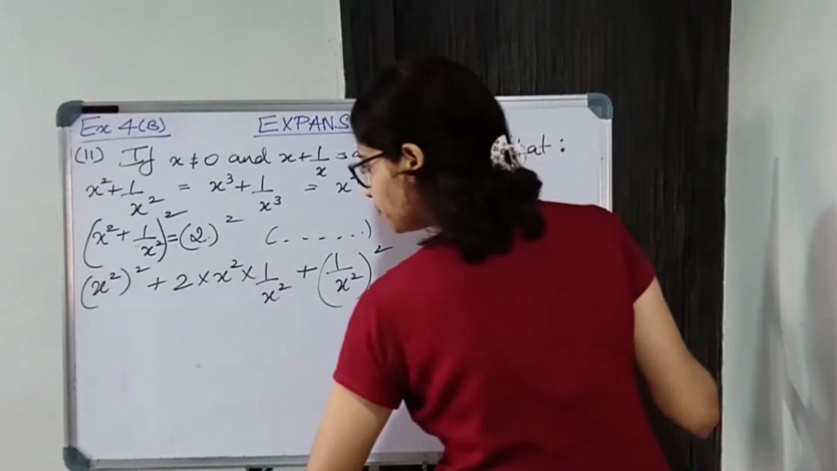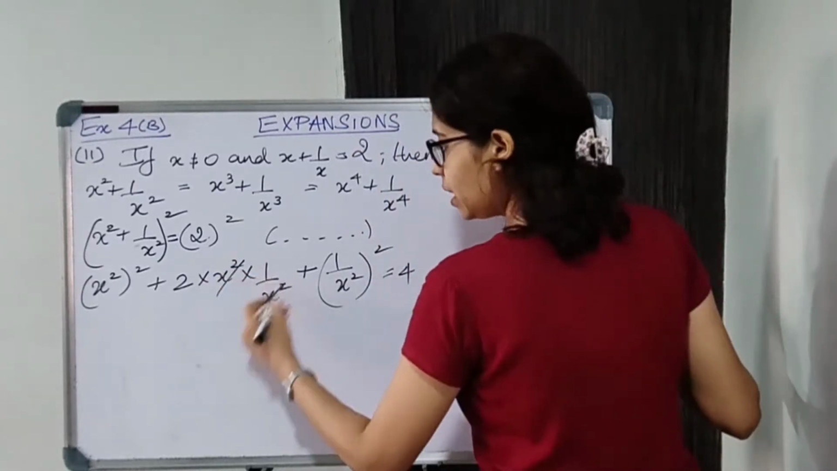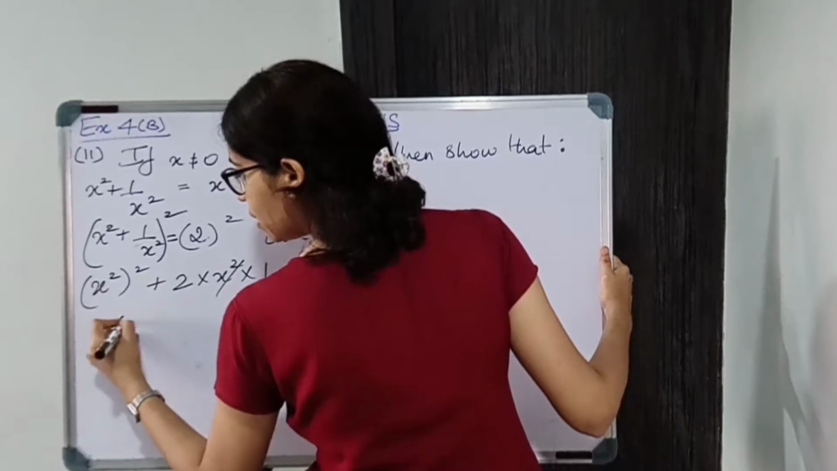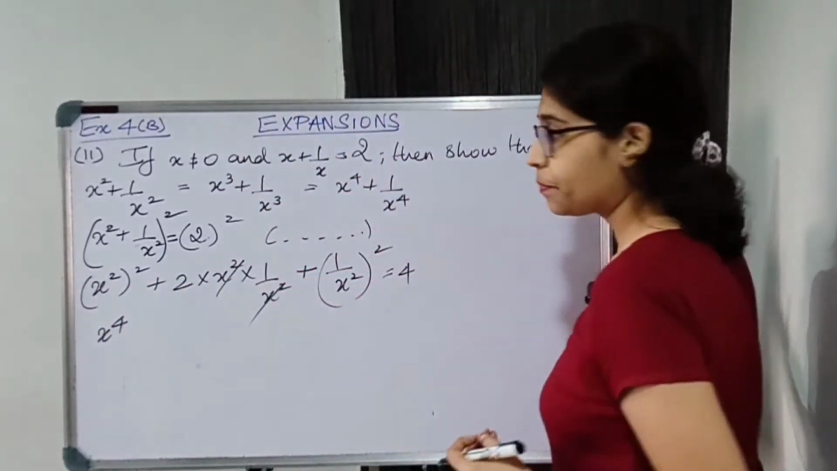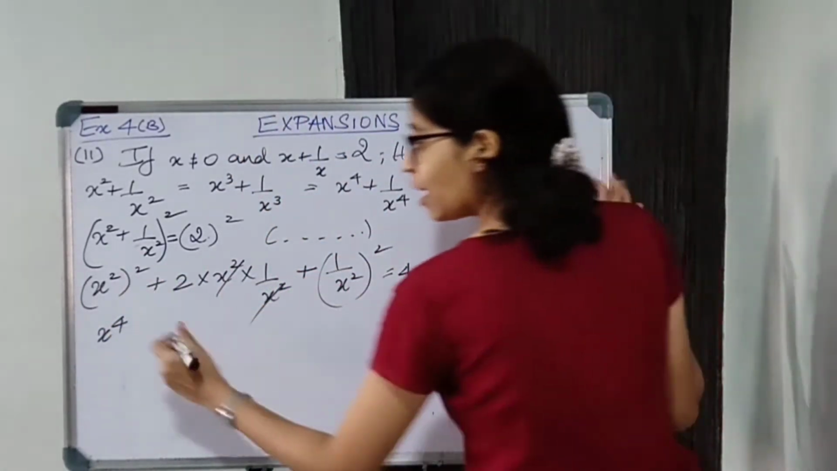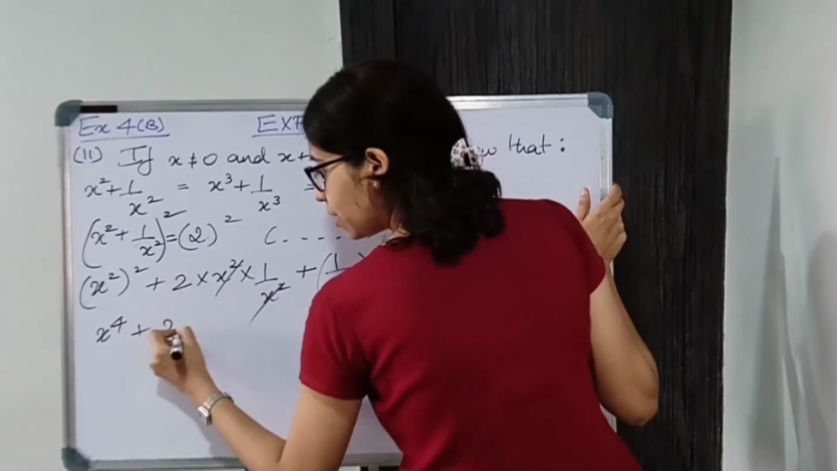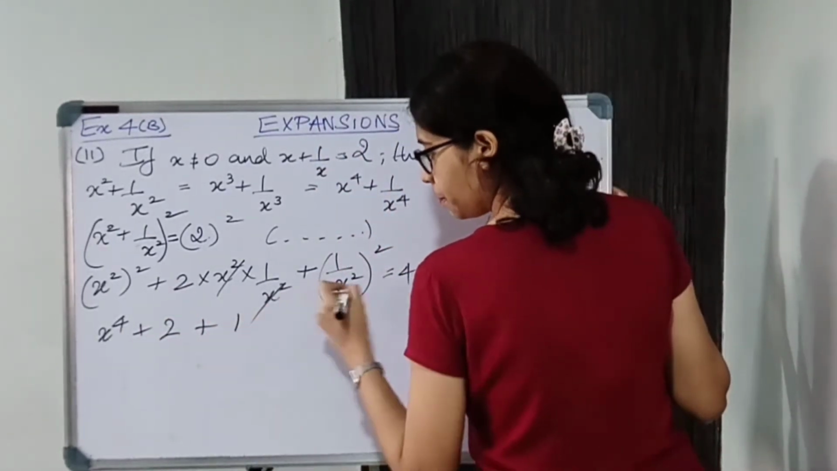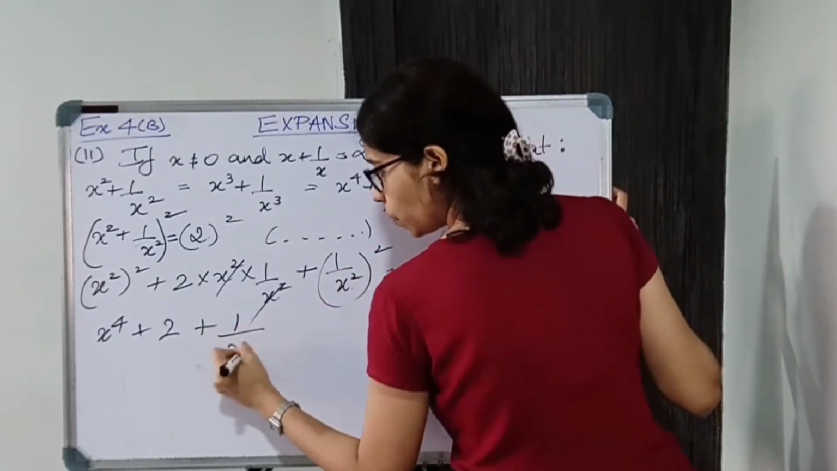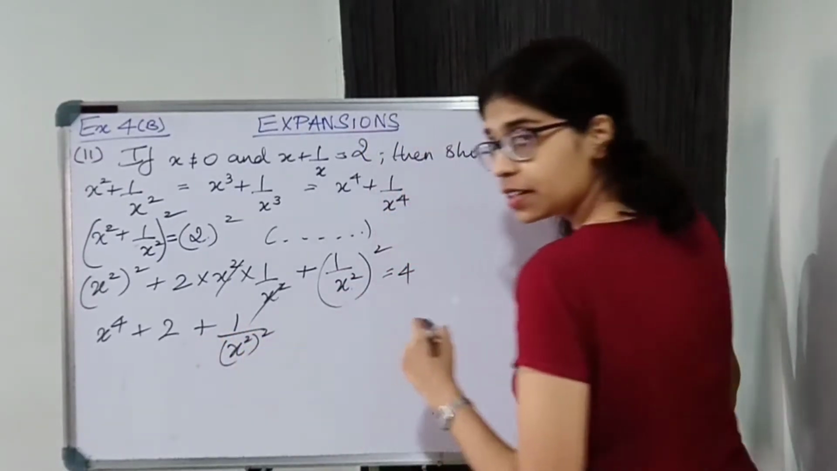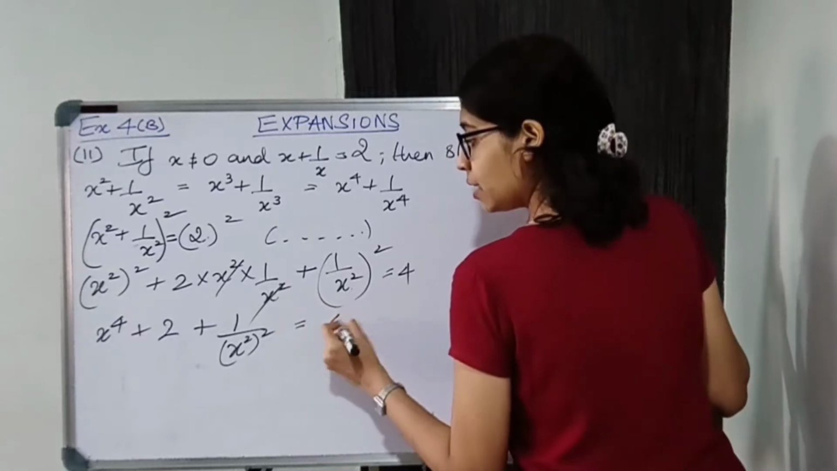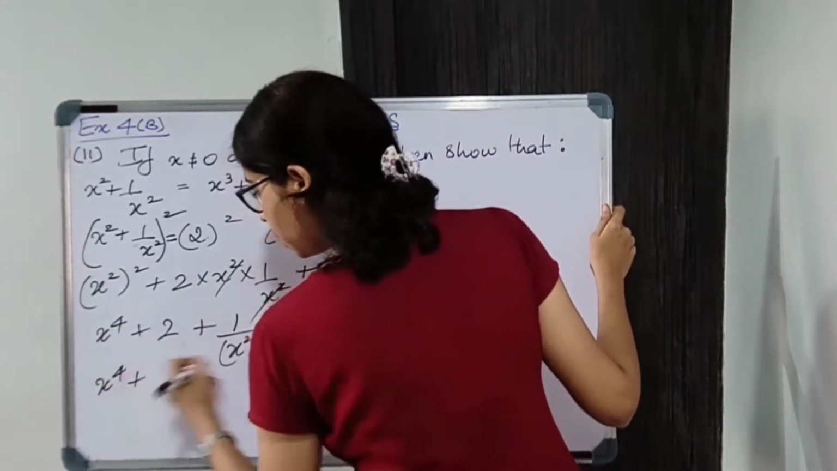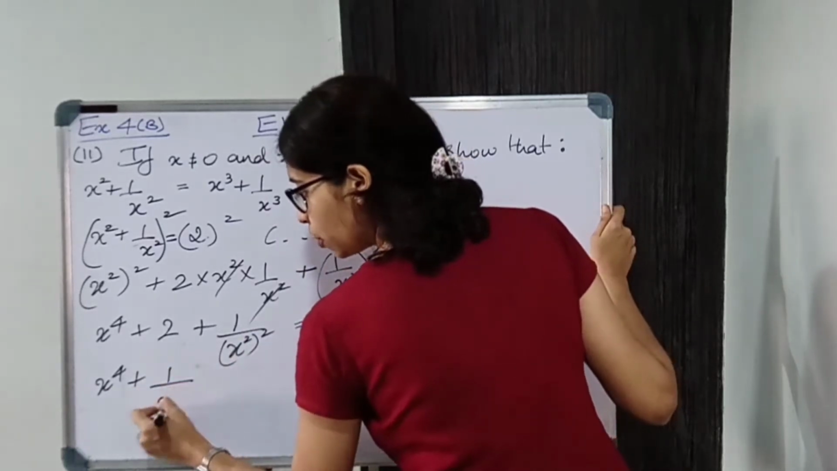Okay, x square will get cancelled. 2 into 2 gives 4. Laws of indices, law of indices. Now 2 into 1 will give 2, plus 1 का स्क्वायर 1, x square का square, correct, and this is equal to 4. I'll shift 2 on the other side. x raised to 4 plus this will become 1 upon x raised to 4.